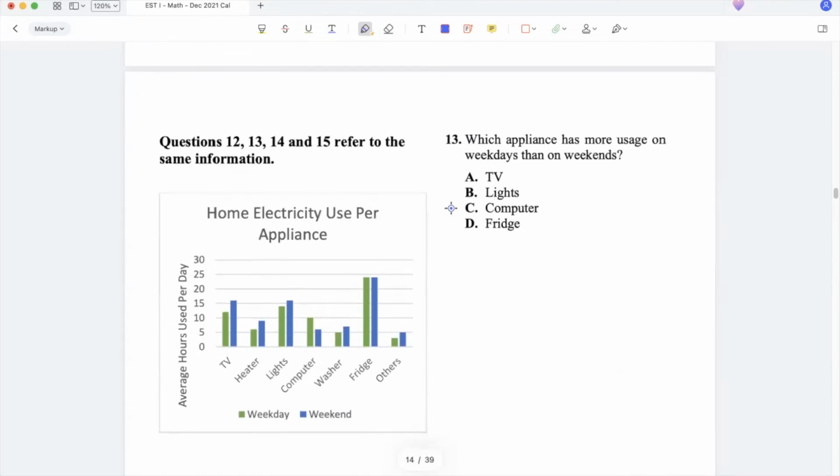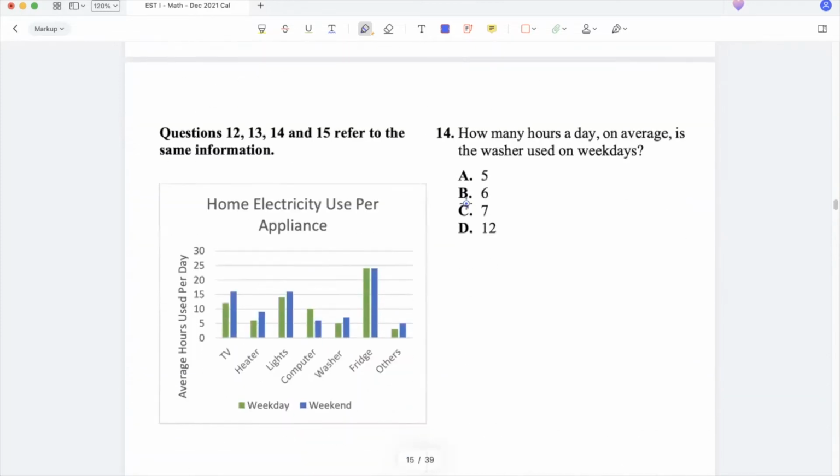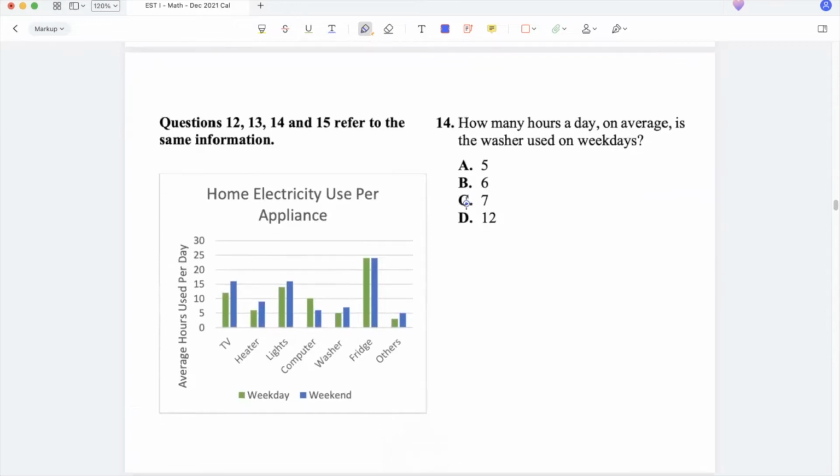Which appliance has more usage on weekdays than on weekends? More usage on weekdays than on weekends. So that's computer. Okay. And how many hours a day on average is the washer used on weekdays? Washer on weekdays is used for 5, right? Yeah, 5 hours on average.